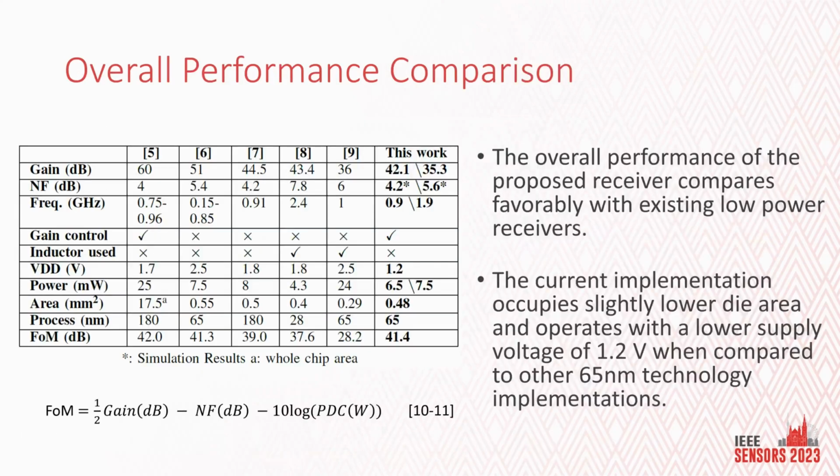So this is the overall performance comparison of this NB-IoT receiver. As you can see in this table, the specifications achieved by this NB-IoT receiver have very comparable values compared to the recently reported works, which are based on the 65 nanometer process. And also an important thing to note about this NB-IoT receiver is that it operates with a very low supply voltage, which is around 1.2 volts when compared to other 65 nanometer technology implementations.